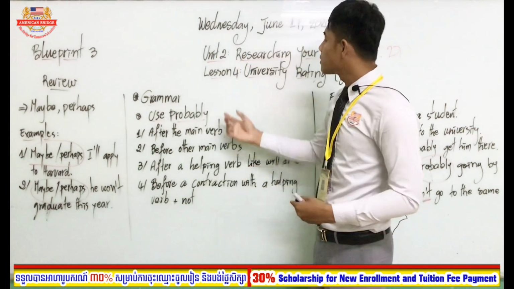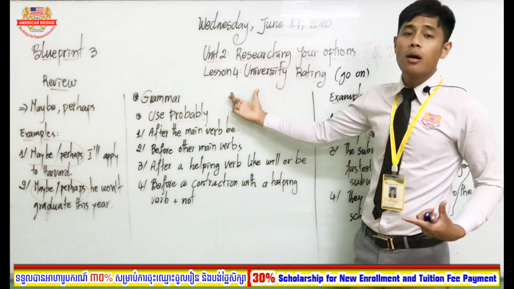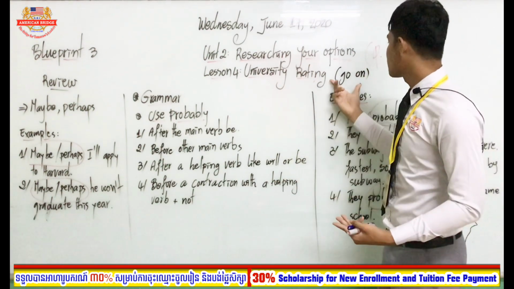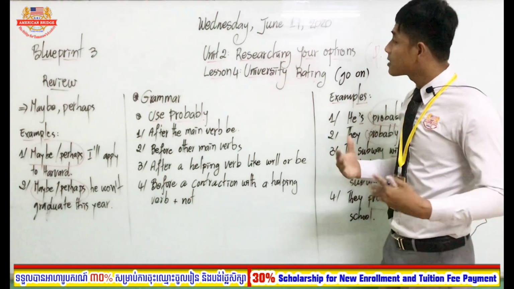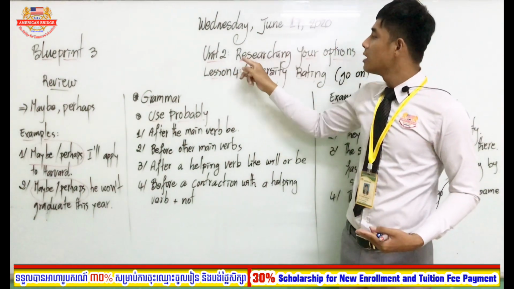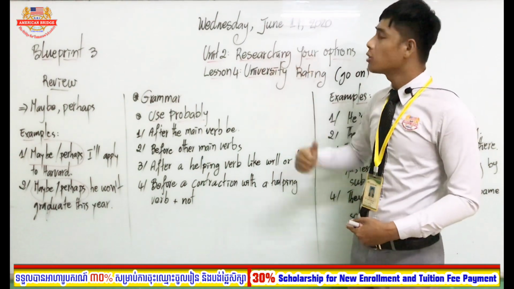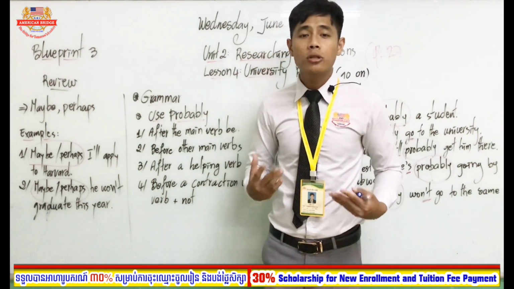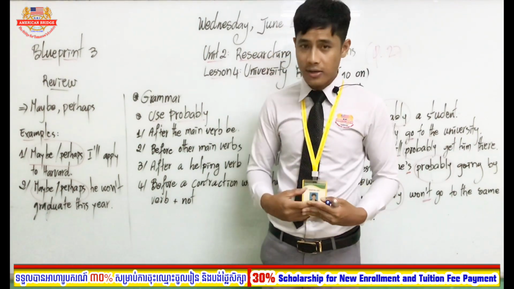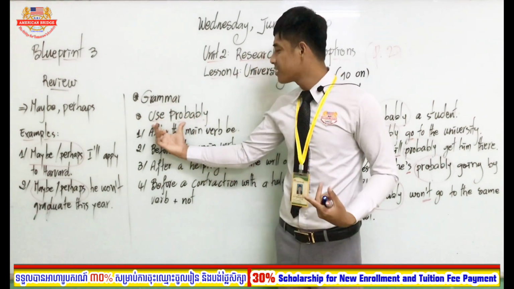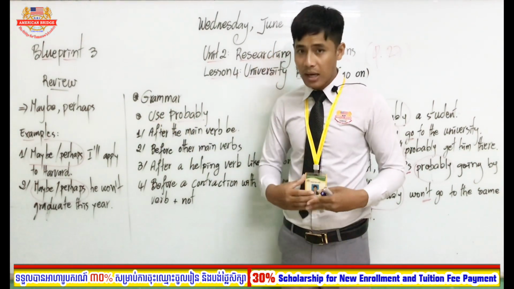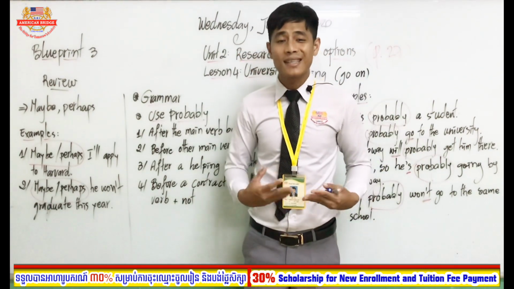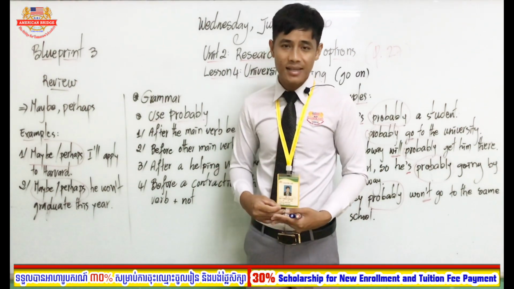Okay, good, everyone. So today we are going to continue our lesson, which is about lesson 4, University Rating. Teacher writes "go on", which means continue. We are still in unit 2, researching your options. And today we are going to continue our grammar sections. So the main topic for today is about using probably in the sentences. Okay, everyone, do you know the places of probably in the sentences?